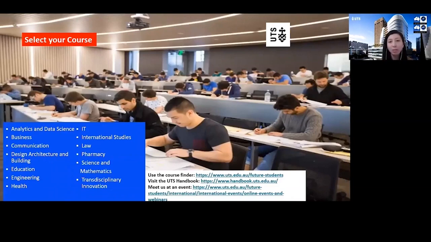You can find what courses are offered at UTS using the Course Finder tool. And once you know what course you want to apply for at UTS, make sure you visit the UTS handbook, where it has a comprehensive overview of the course content and structure. You can also find the detailed subject description for each subject, the subject majors and electives that you can choose for the specific program that you want to do.